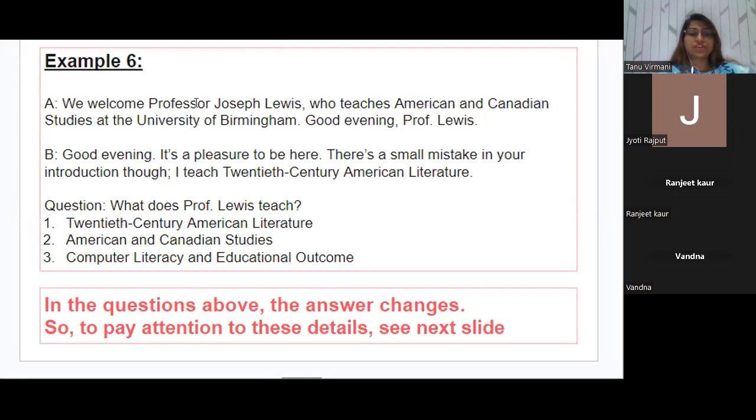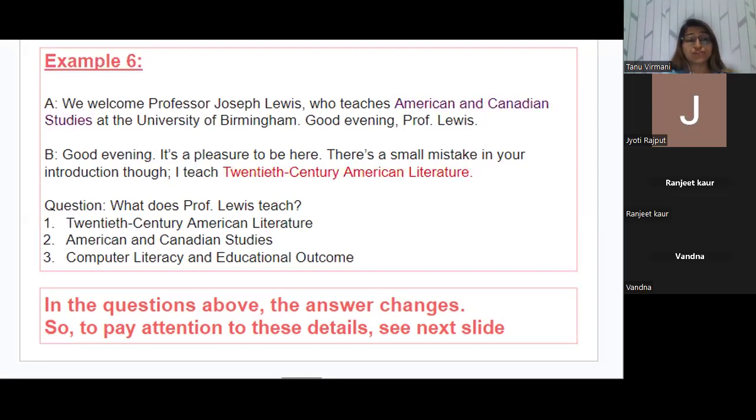We welcome Professor Joseph Lewis, who teaches American and Canadian studies. But here it's saying there is a small mistake in your introduction. Professor Lewis says there is a mistake in the introduction: I teach 20th century American literature.